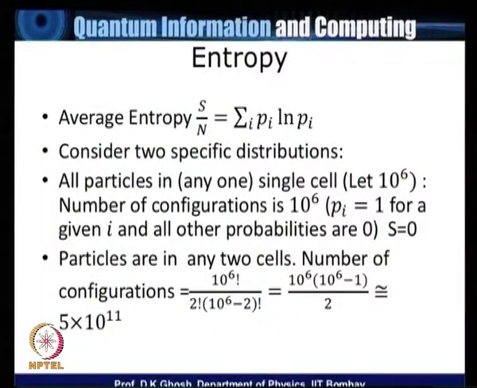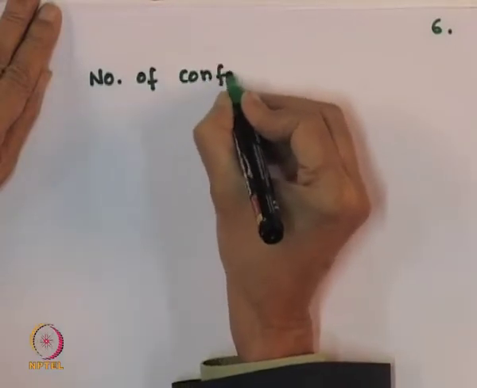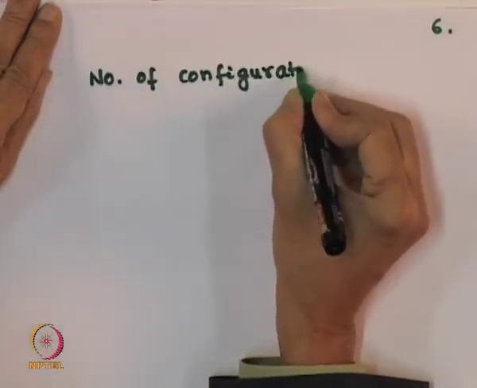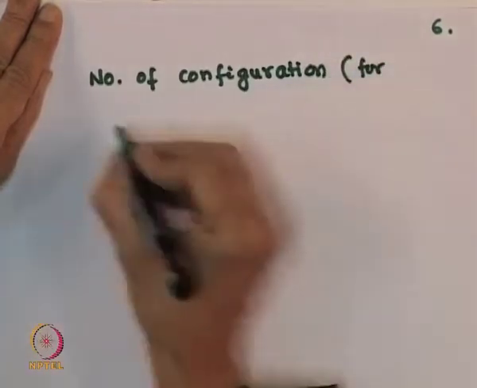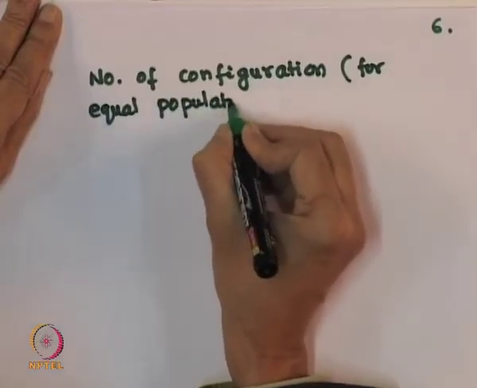Now, let me talk about a slightly different situation. Let us suppose instead of all the particles being in one cell, let me say that they are in two different cells, equally distributed in two different cells. Now, if they are distributed in two different cells out of a possible 10 to the power 6 number of cells, the number of configurations for equal populations in two cells.